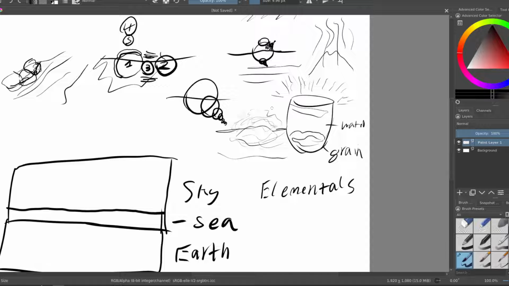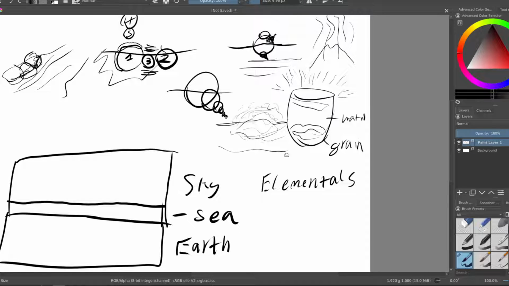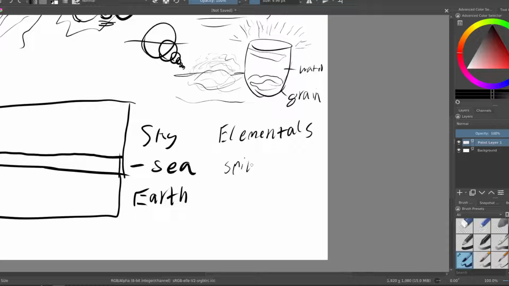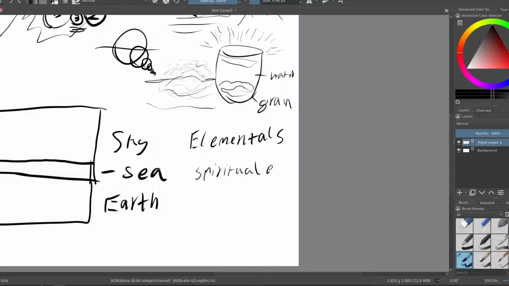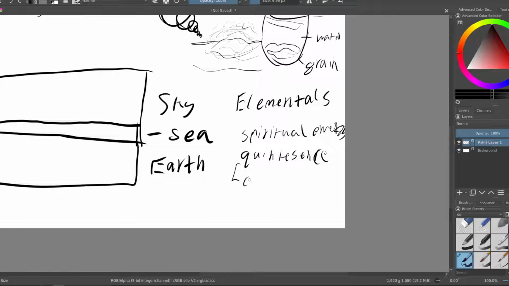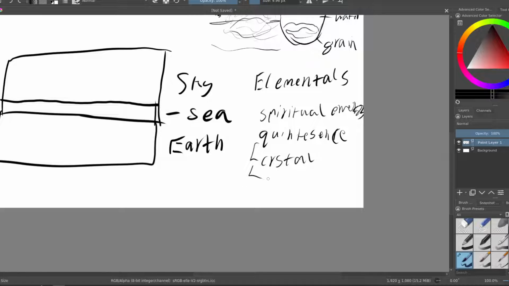It's interesting. That's, I guess, the energy being released, and also the bacteria or whatever, but that's what they would call elementals. That's what they would call spiritual energy, I guess. Energy, maybe quintessence even. Quintessence, debatably, is a crystal from my knowledge, or it's just energy.